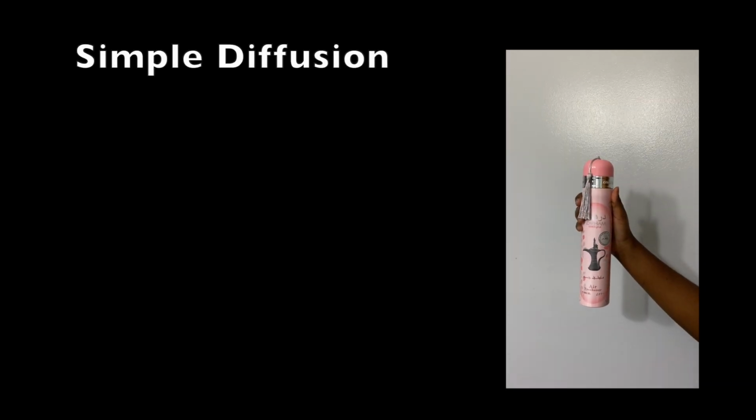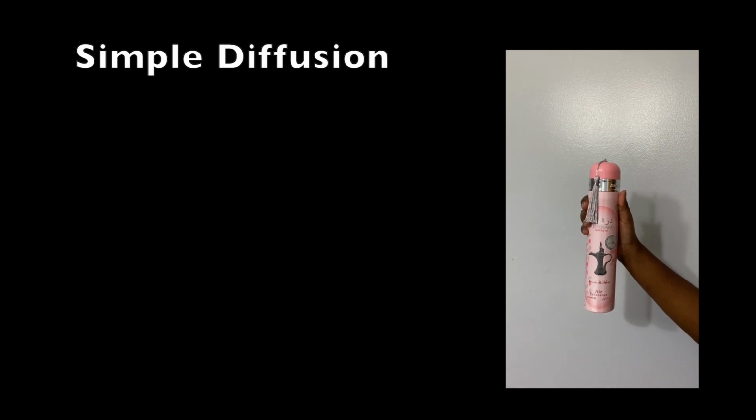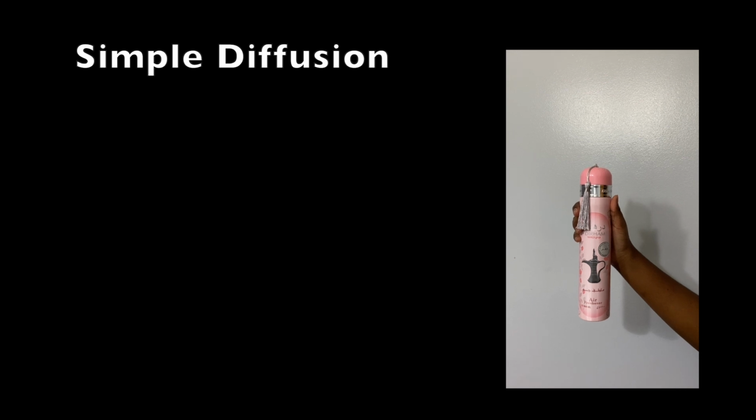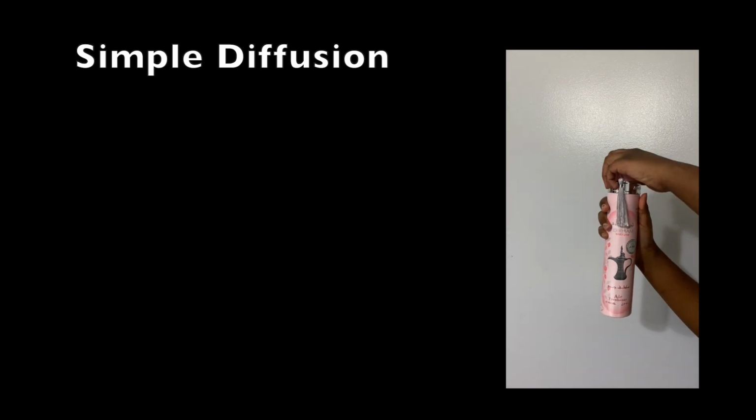Simple diffusion. Simple diffusion is when molecules spread out on their own. For my example, I'll be using this perfume and I'll be spraying it into the room. So this shows how simple diffusion works. When you spray the perfume, it'll spread out into the room.